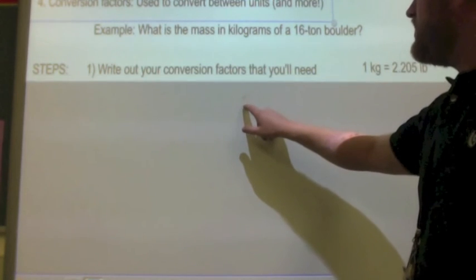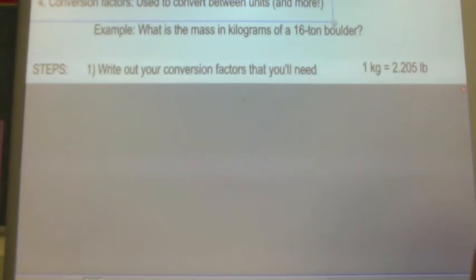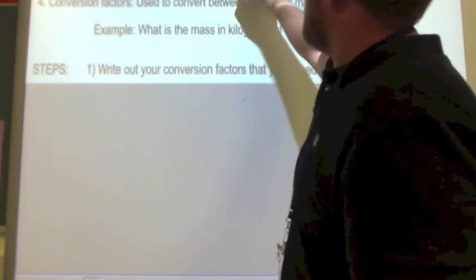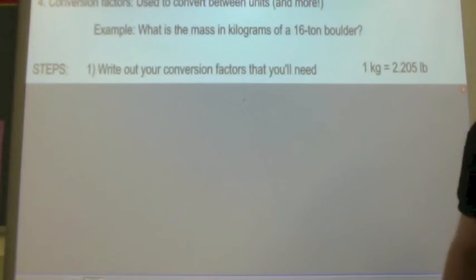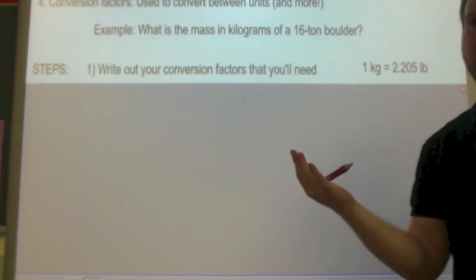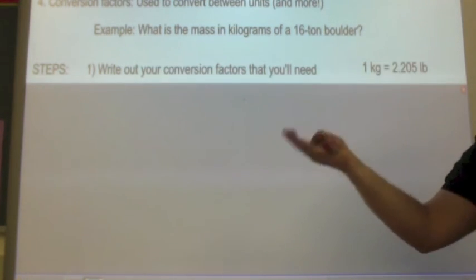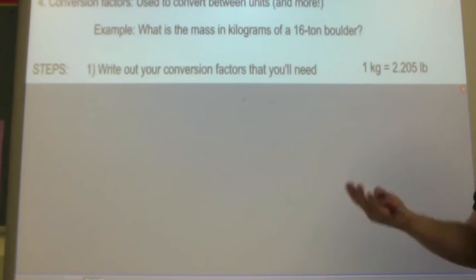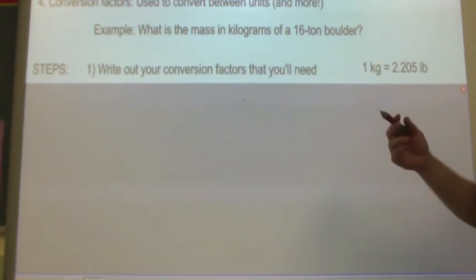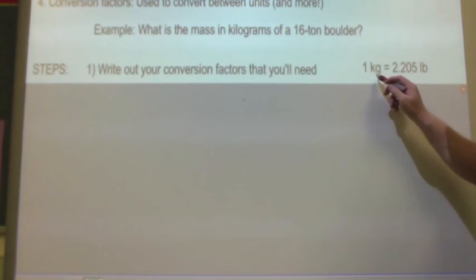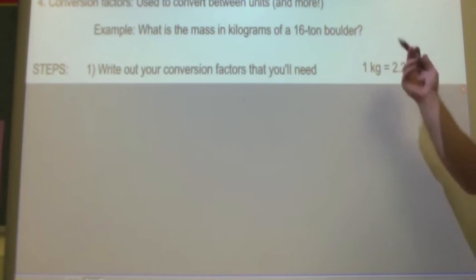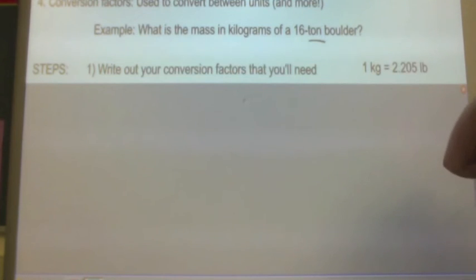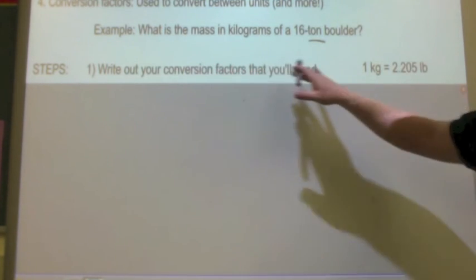All right, steps. Step one, write out your conversion factors that you'll need. So there are certain ones you need to memorize, at least if you're one of my students, and that's going to be your basic SI prefixes. So you have to know how many centimeters in a meter, how many nanograms in a gram, those sort of things. Some things you don't need to know. For example, you don't need to know kilograms and pounds. I'll always give you that. Even if I gave you something like tons, I would probably just tell you what a ton is just to make sure everyone knows. So write out your conversion factors.